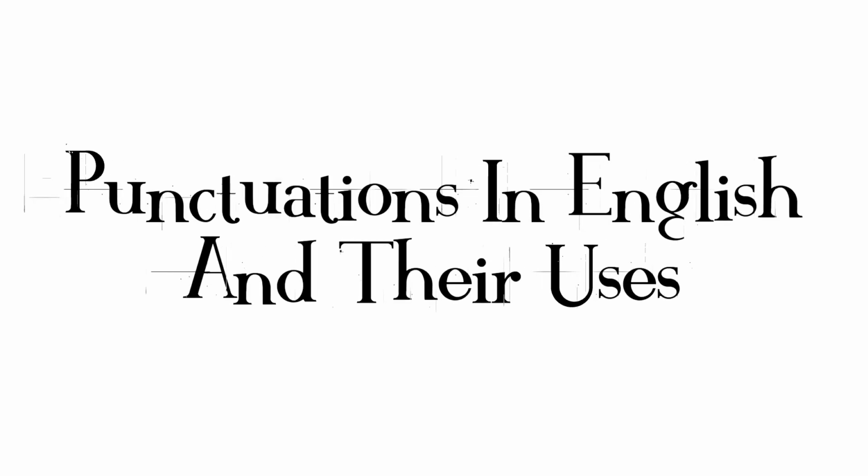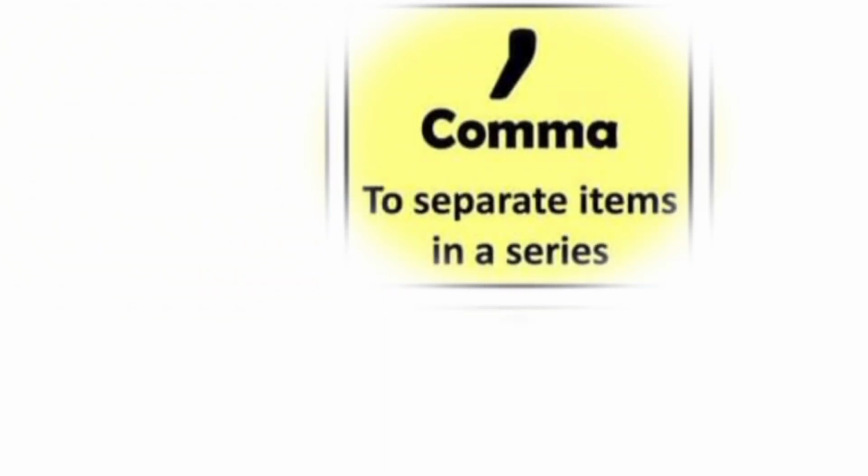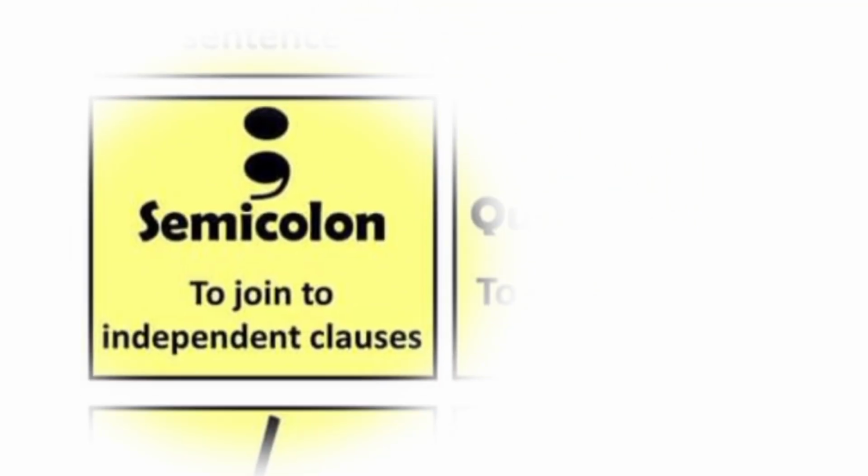Punctuation in English and their uses. Full stop. At the end of a sentence. Comma. To separate items in a series. Semicolon. To join two independent clauses.